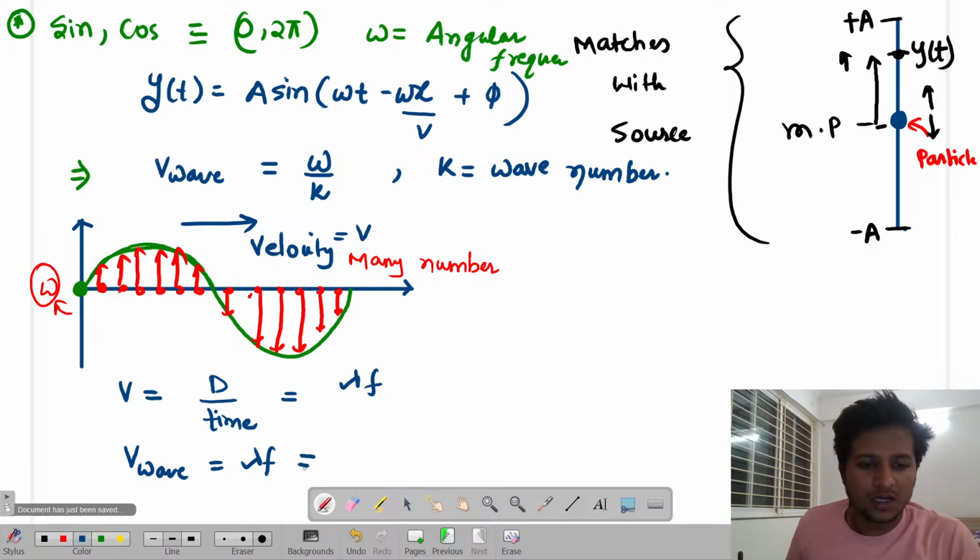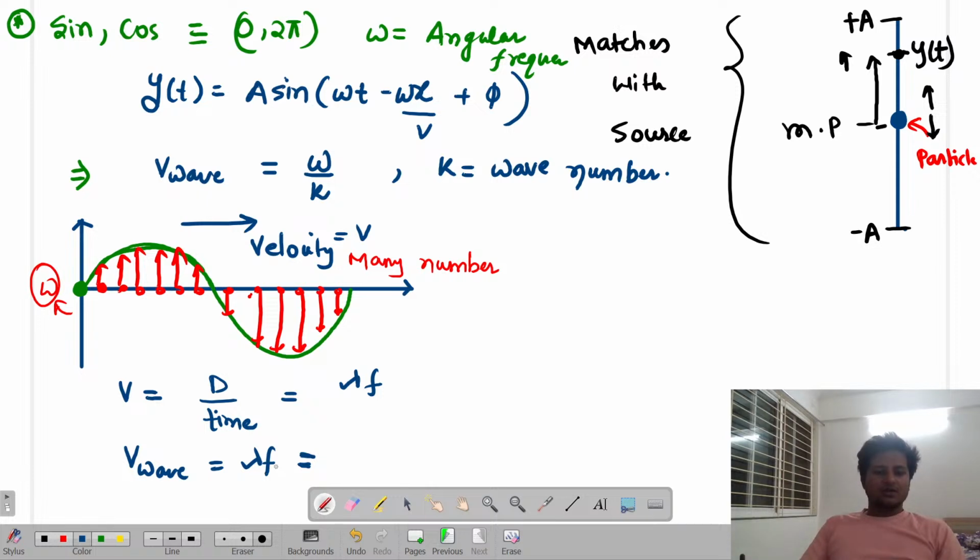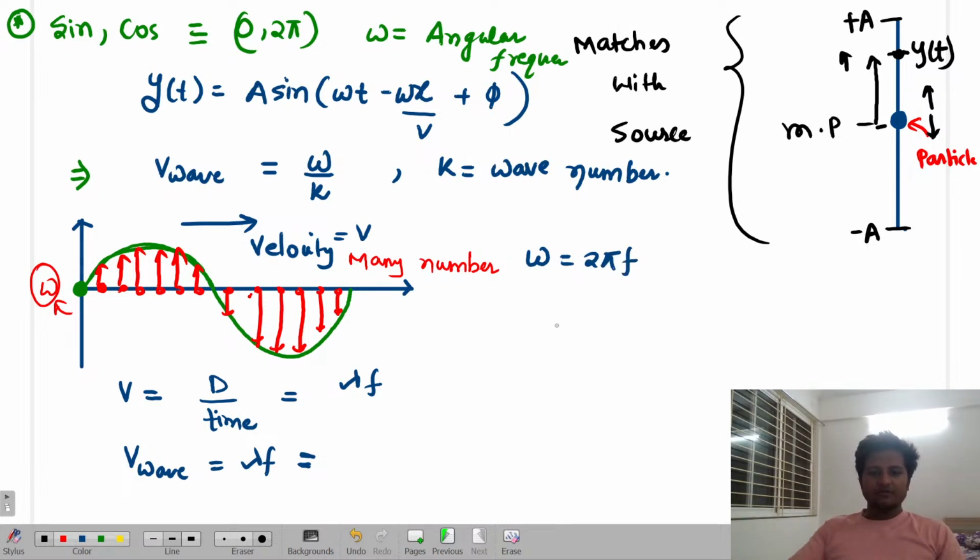Now, the next thing: you look over here. This frequency can be written in terms of omega also, isn't it? So what is omega basically? We can write omega as 2 pi f, isn't it? So if I write omega in terms of frequency, I will get that the velocity of wave is nothing but how much? Lambda into omega by 2 pi.